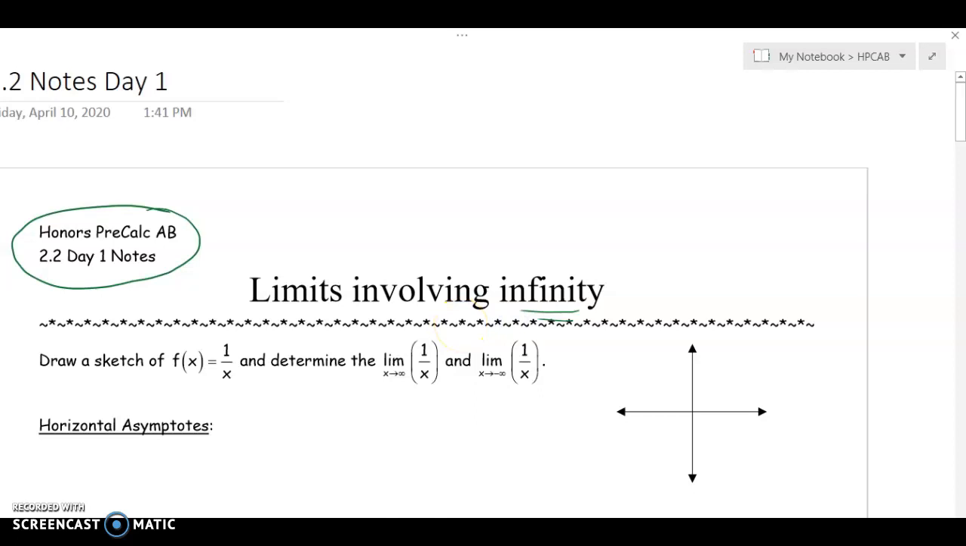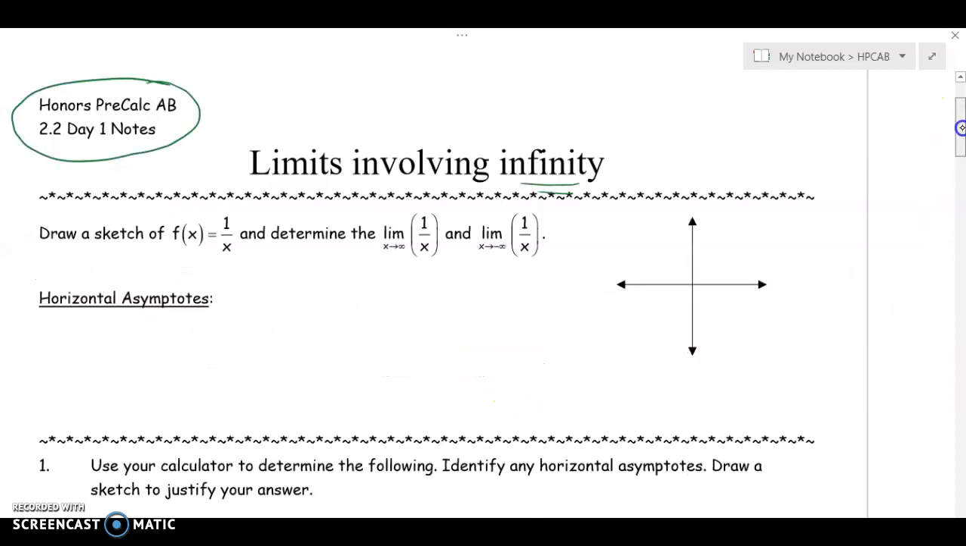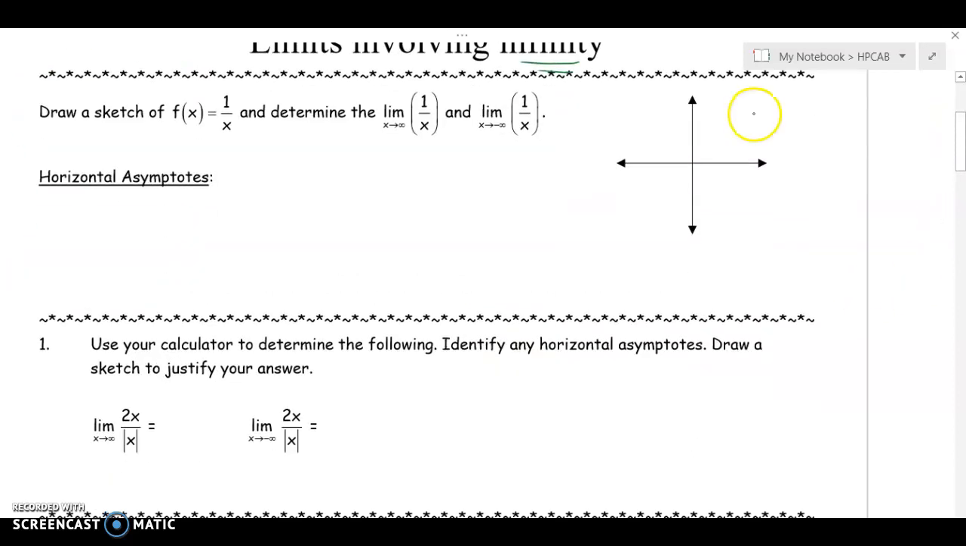So the limit as x approaches either positive or negative infinity. First thing we're going to do is draw a sketch of f of x equals 1 over x and determine what the limit is as x approaches positive infinity and as x approaches negative infinity. We know that there's going to be a vertical asymptote at 0 because you can't have 1 over 0. There is another branch over here to the left, and there is a horizontal asymptote here at 0. So that's what the graph looks like.